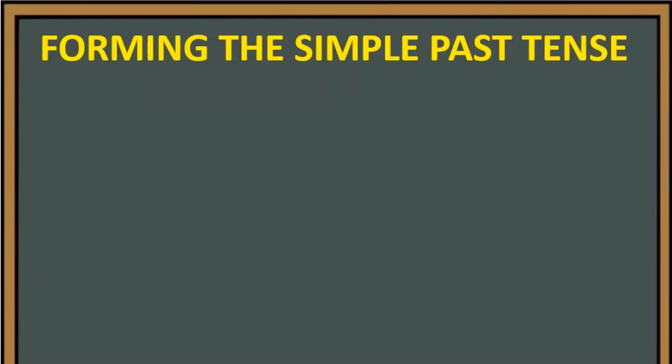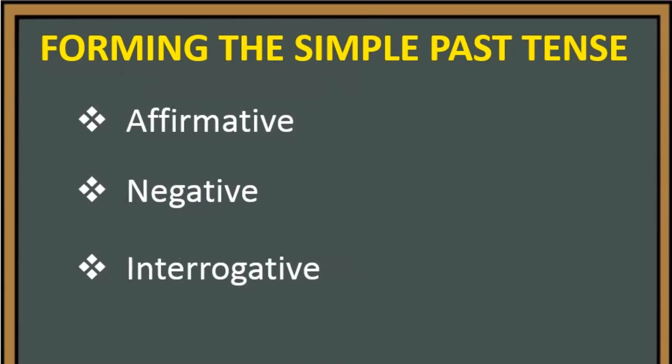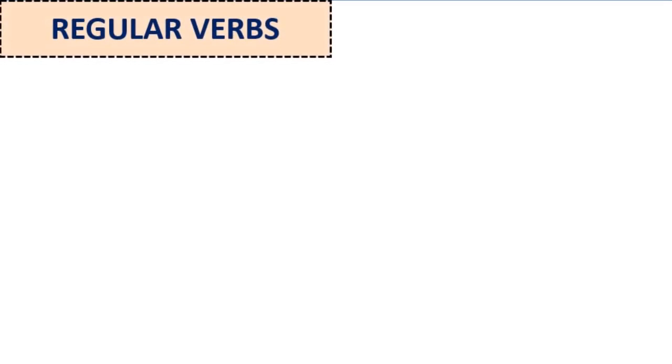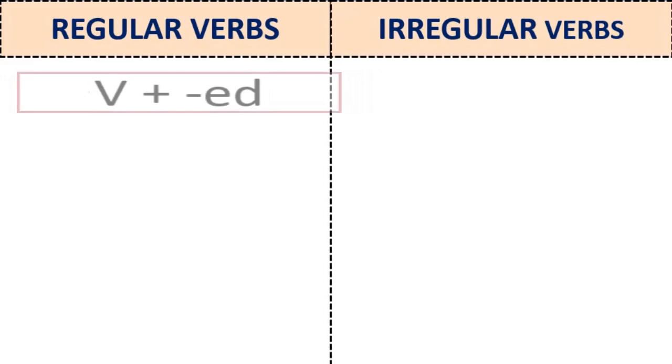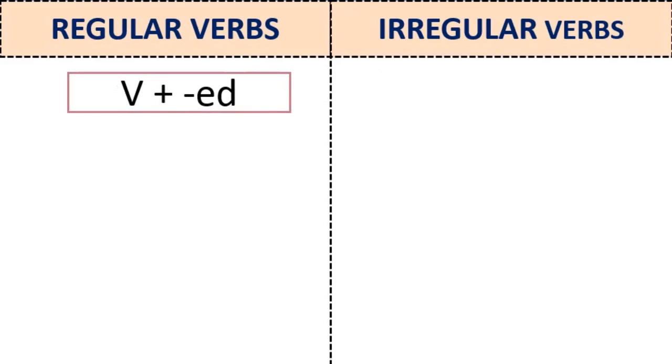And now I'm going to show the form of the simple past tense in affirmative, negative, and interrogative. But before we get started with these forms, you need to pay extra attention to the verbs in the past simple tense. In English, we have regular verbs and irregular verbs. For the regular verbs, we simply use the infinitive form of the verb and add ed. For example, work becomes worked, cook becomes cooked.